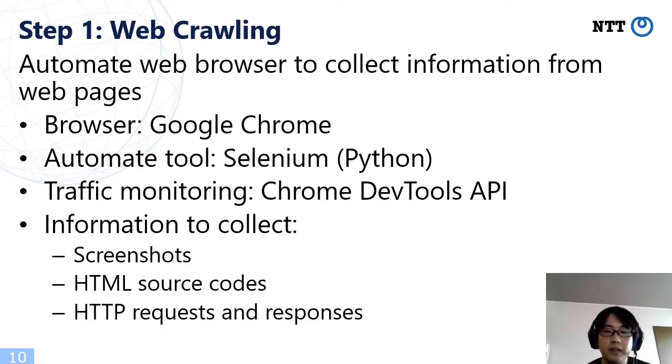We implemented a web crawler that collects and stores browser-level information from web pages. We chose Selenium to automate the real web browser and used Chrome DevTools API to monitor network traffic. The system collects information such as screenshots, HTML source codes, and HTTP traffic. We use those kinds of information for the next classification step.